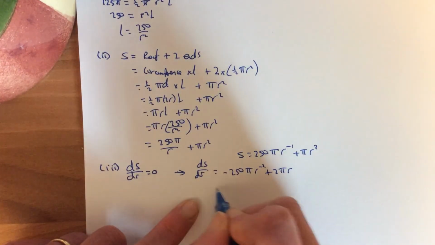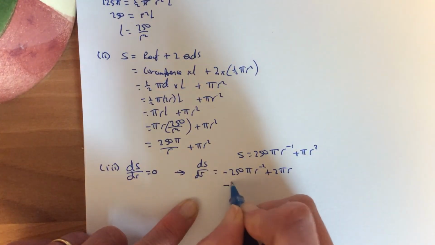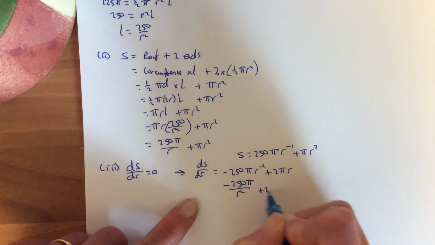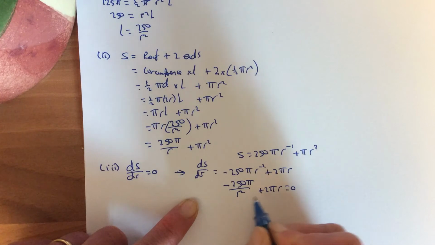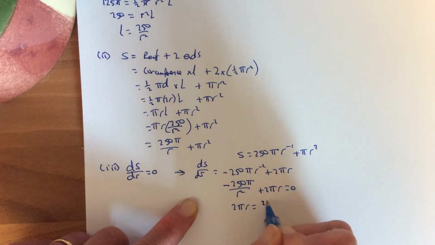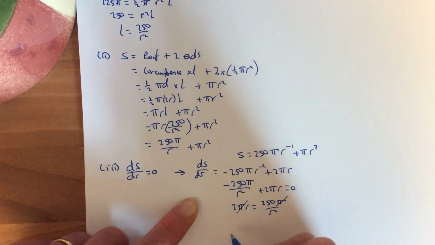You want that to equal 0. So I'm just going to tidy it up at the same time. Minus 250 pi over r squared plus 2 pi r equals 0. Bring this over to the other side. So you have 2 pi r equals 250 pi over r squared. Pi on each side can knock off. R squared comes up to r to give you r cubed. 250 divided by 2 is 125. Giving you r to be 5.